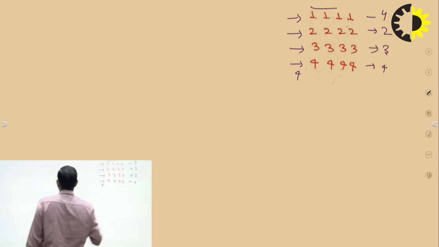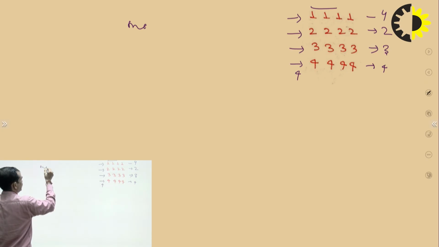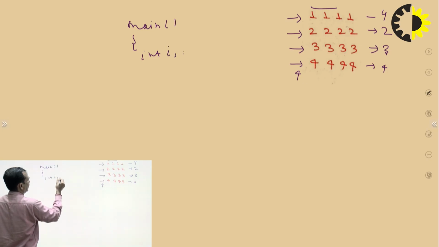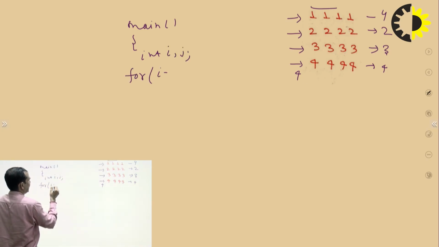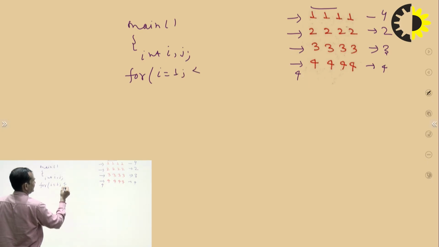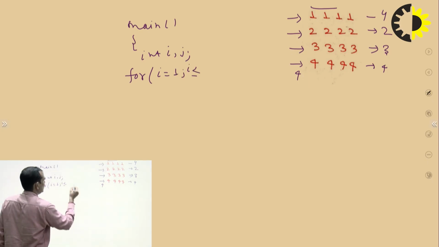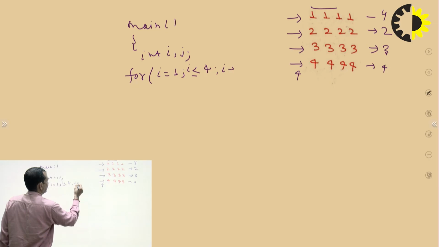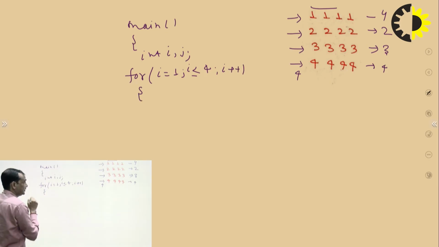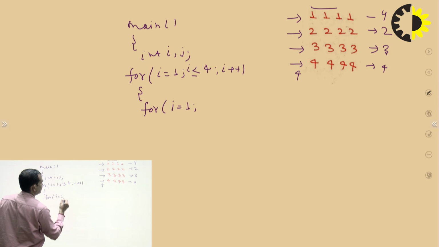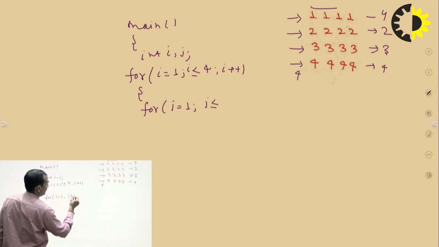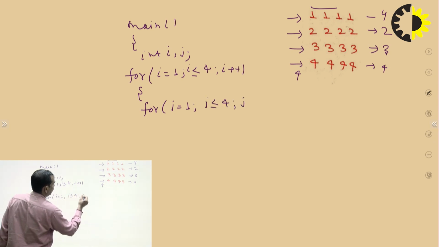So what will we do? Firstly we have to write the code for how many number of lines. We are taking again two variables, int i, j. For the number of lines, we apply the first loop: i equal to 1, i less than or equal to 4, that is the number of lines, and i plus plus. Inside it, we are taking another loop: j equal to 1, j less than or equal to 4, and j plus plus.